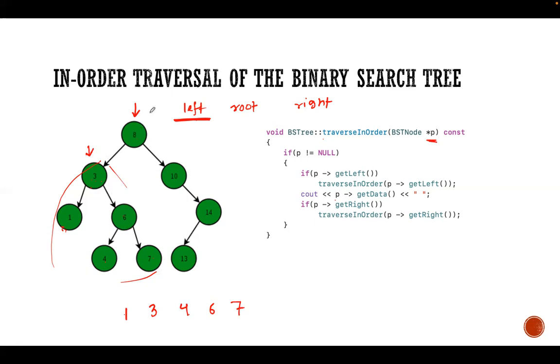Now you will go to the root, and you will print root, which is 8. Now you'll go to the right. For this right subtree, you will do the same left, root, right. We don't have any left, so it will print the root first here, 10. It will go to the right, and for this right, it will do the left, root, right. So it will look like 13 and 14.